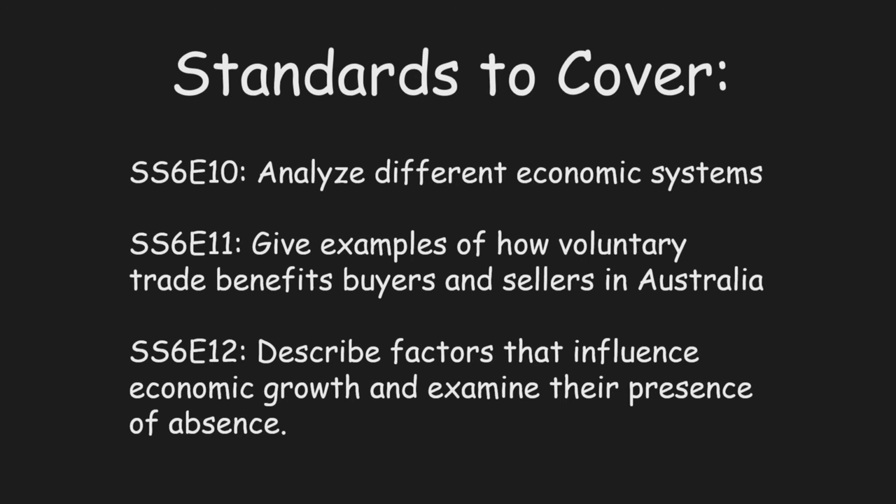Okay. So let's move on to the economics part of this lesson. So we'll be covering 3 different things in this next piece of the lesson. So we're going to be analyzing different economic systems. We're going to be talking about the 3 main economic systems. And then we're going to talk about how voluntary trade benefits those buyers and sellers in Australia. And then we're also going to talk about the factors that influence economic growth and examine their presence and absence. So how the influence of different factors, different productive resources grow that economy.